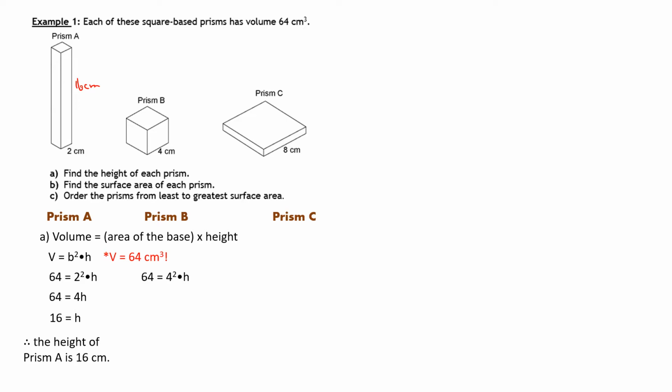For prism B, we know that each side is a square, so this side is equal to this side, and they're both 4. So the area of the base is going to be 4 times 4, that's 4 squared. So we have 64 equals 16 times h. Now I need to isolate h, and I get 4 equals h. So in this case, the height of the prism is 4 centimeters. So this is a 4 here as well. Turns out to be the same as the other ones. This is also 4 centimeters.